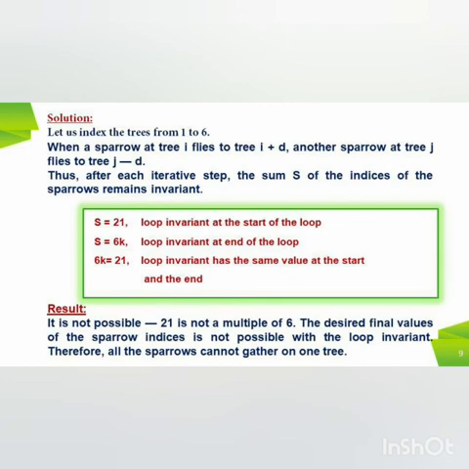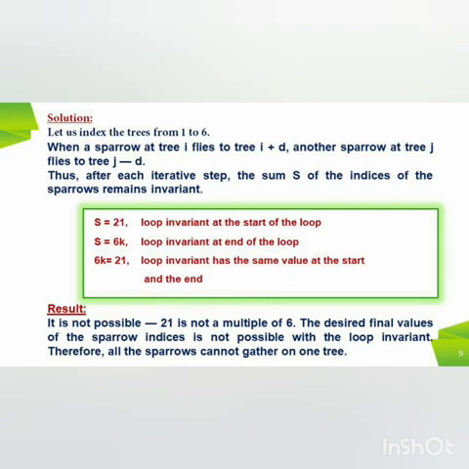We have totally 6 trees. So we have given the index value for all the 6 trees, right? That is, S is equal to 1 plus 2 plus 3 plus 4 plus 5 plus 6. Totally we have 6 trees. If we sum this, we will get 21. So S is equal to 21. So, S is equal to 21 is the loop invariant.